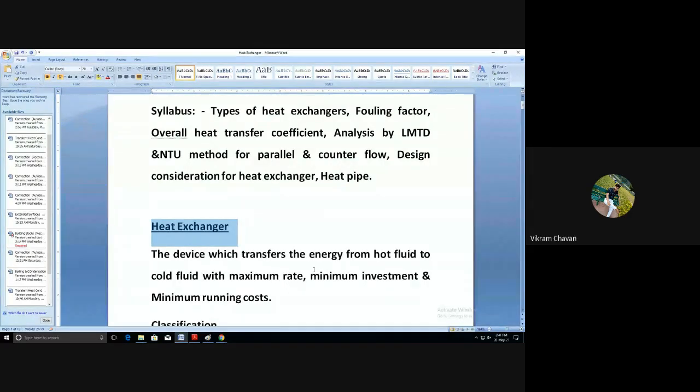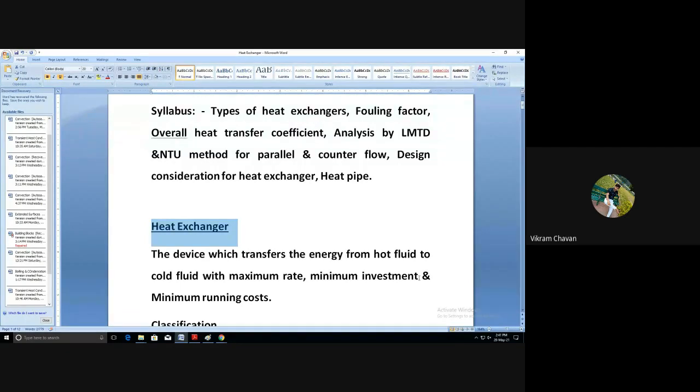So that particular device is specifically called a heat exchanger. The heat exchanger has very prime importance in the industrial sector, everywhere: in food industries, in sugarcane industries, in steel and power plants, in oil and gas industries. This heat exchanger plays a very important role, and the efficiency of the overall plant also depends on this type of heat exchanger.